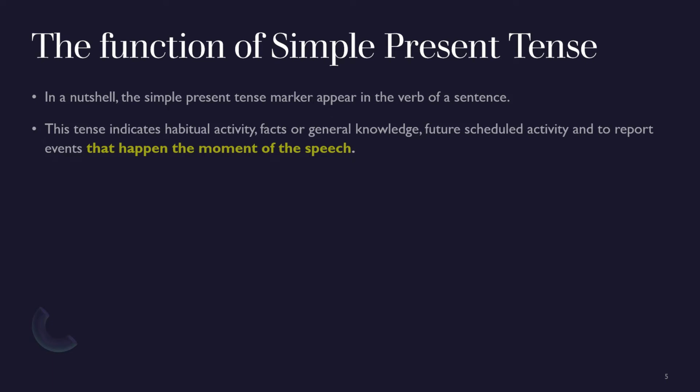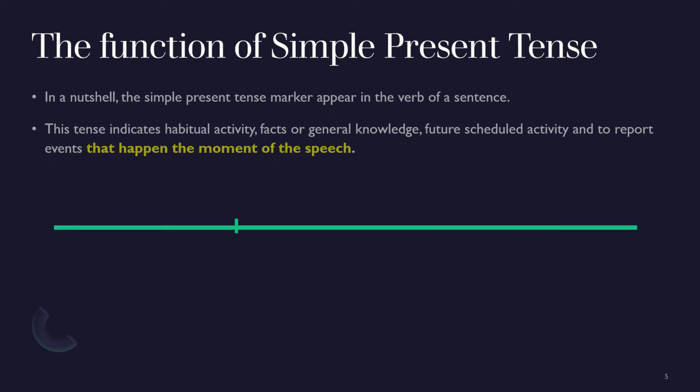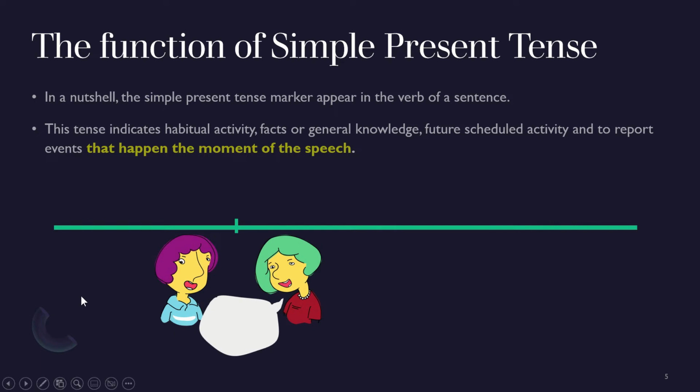Okay, so imagine this is a timeline, alright? Imagine this is a timeline, and you see a tiny vertical line here. It represents this moment. This is the timeline, and this tiny one here represents the moment. And there are these two ladies here talking at the moment. And this is how simple present tense expresses habitual activity. Imagine that they are talking about an activity that is done every day.